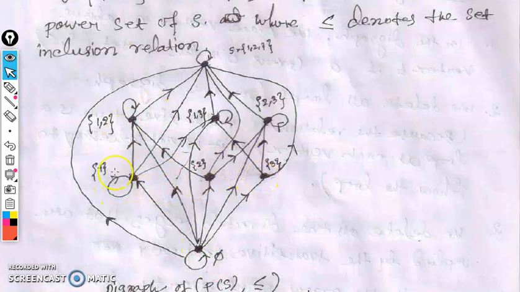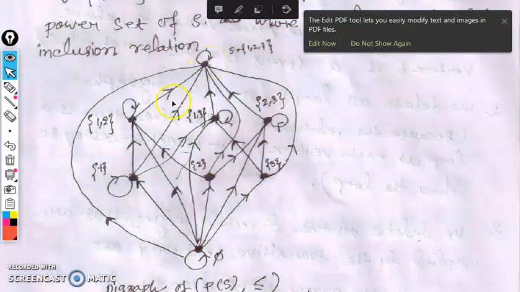1 is a subset of 1, 2. 1 is a subset of 1, 3. 1 is a subset of 1, 2, 3. So we make 3 arrows from this. But 1 is not a subset of 5, so we should not mention an arrow from 1 to 5.